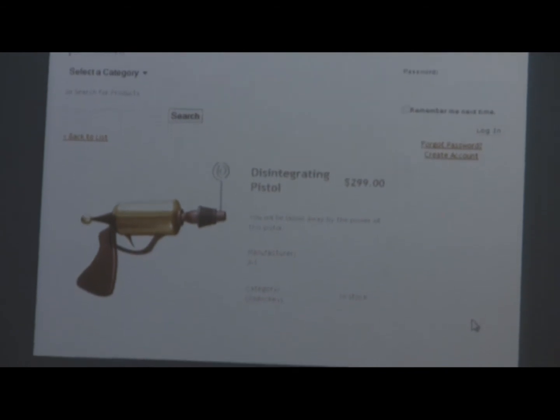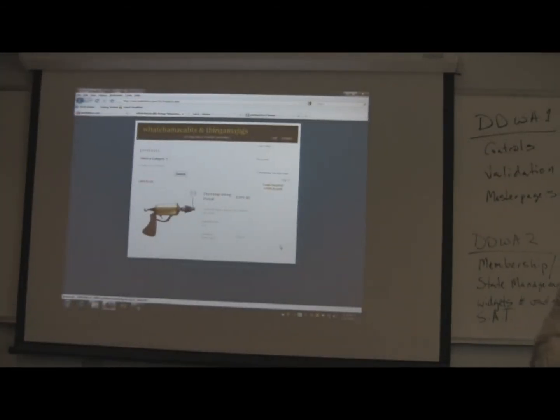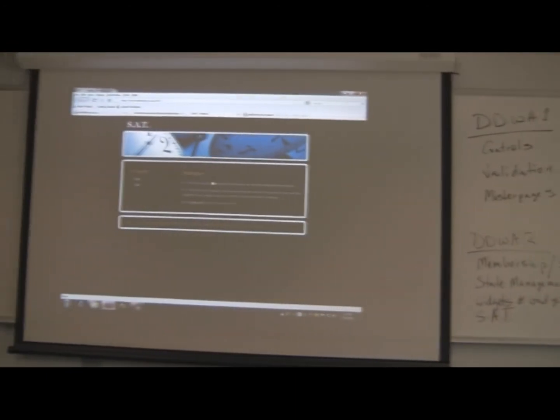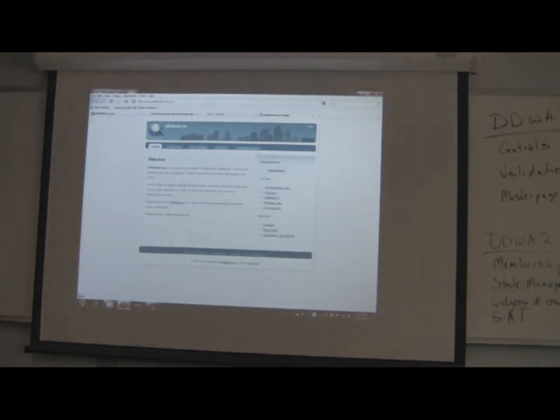He's got a disintegrating pistol, which, for those of you familiar with Warner Brothers, you know what a disintegrating pistol is. And then he's also got his schedule administration tool, which is his online university website. And then his job finder, which covers companies, the jobs that are at those companies, and then the people that he would be in contact with for those particular positions.